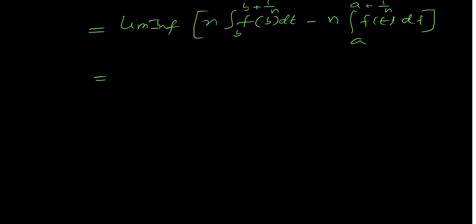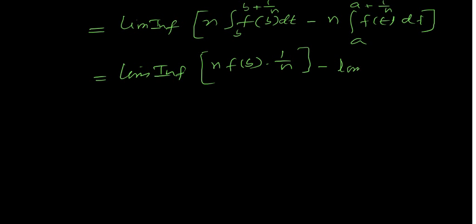Okay, now this is equal to the limit inferior of, now what is this? It's n times f of b into the integration of dt, which is t. Then we apply the limits b to b plus 1 over n. So it will be b plus 1 over n minus b, that's equal to 1 over n. Okay, then I will apply this minus the limit inferior, this will be minus the limit superior of the integral a to a plus 1 over n f of t dt.